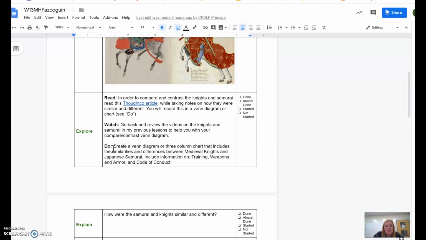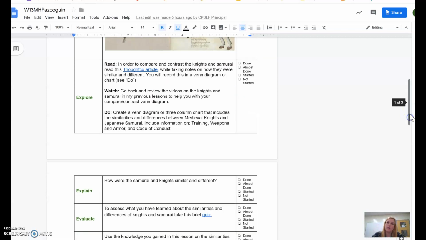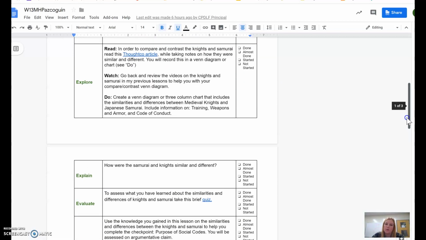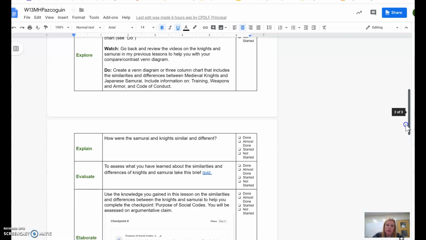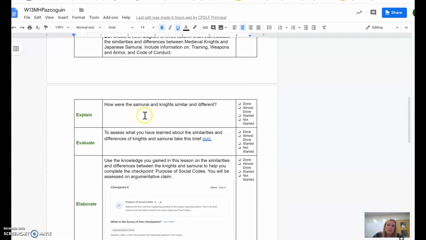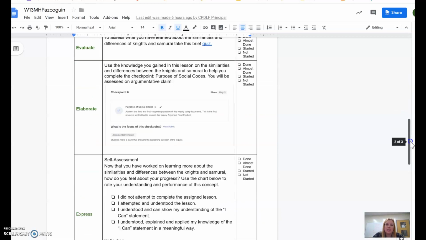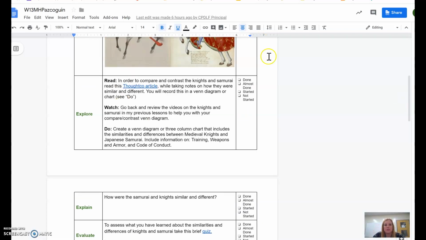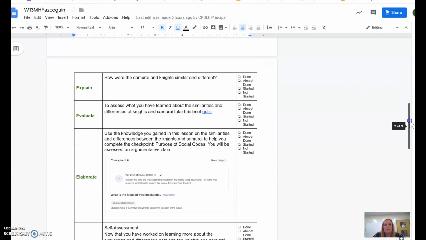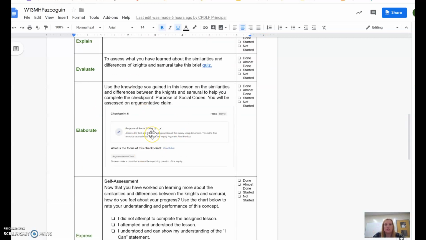Include information on things like training, weapons, and armor, and most importantly, the code of conduct. That's what this whole checkpoint is focusing on, that whole idea of the honor code, the code that they live by, the code of Bushido and the code of chivalry. And then you're just going to go through the lesson: how were the samurai and knights similar and different? Take a quiz, and then use the information you gained from this explore section to help you complete your checkpoint, which is the purpose of social codes.